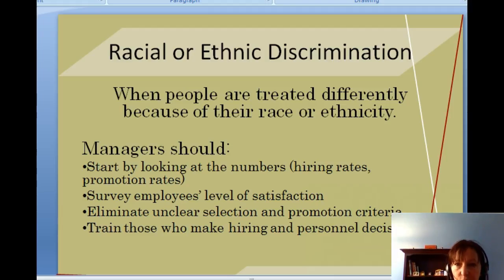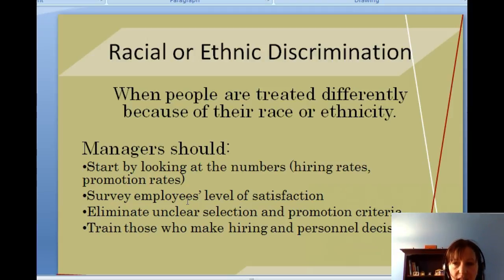When we talk about racial or ethnic discrimination, basically people are being treated differently on the basis of their race or ethnicity. It's important to get a sense of what the numbers look like. What are the hiring rates? What are the promotion rates? Get a sense of satisfaction. And I would say this is really key, this sense of satisfaction, because what we see is organizations have been doing a much better job in the last 20 or so years recruiting minorities. Where they're not doing such a good job is retaining them.